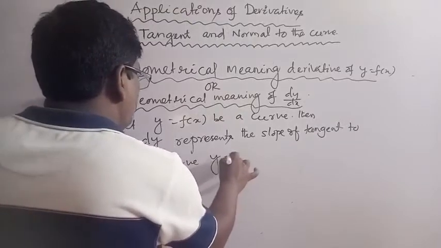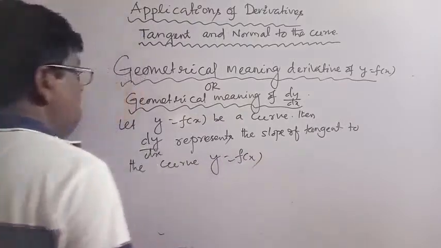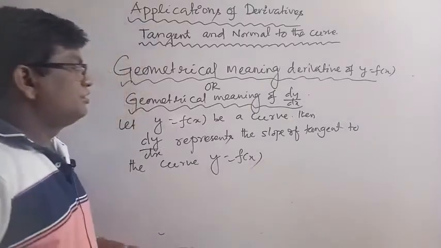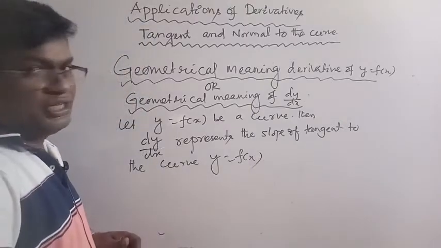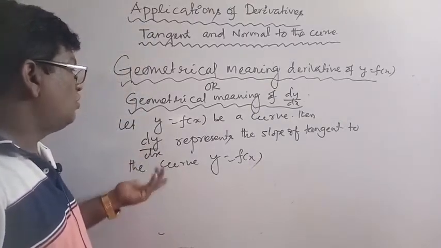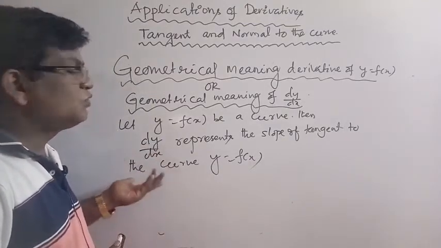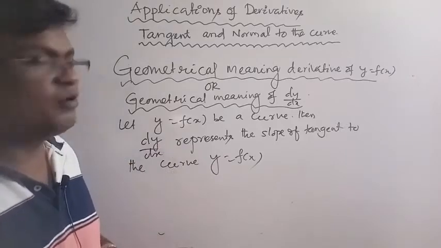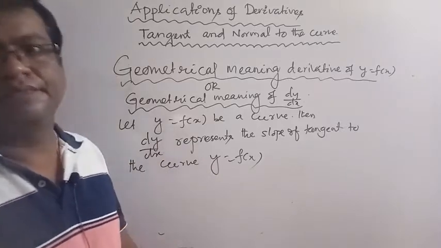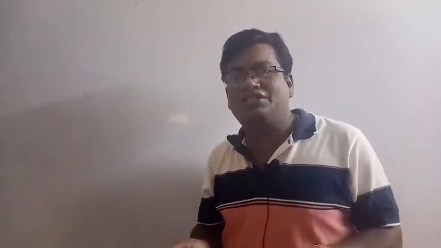y is equal to f of x. How is it? Let's see and prove how it is. How dy by dx represents the slope of the tangent to the curve y equal to f of x. Now let's prove. dy by dx represents the slope of the tangent to the curve. How is it? Let's prove.